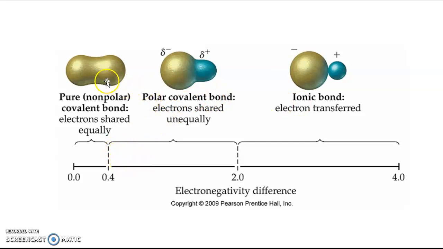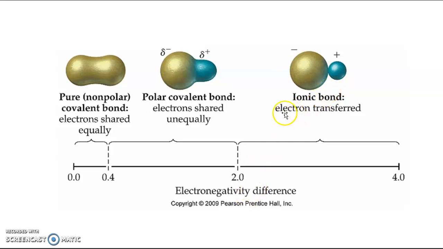If we take the difference of electronegativity between two atoms in a bond, we can observe that if the value is 0.4 or lower, we say that the bond is pure or non-polar covalent. And if the difference of electronegativity between the two atoms is between 0.4 and 2, we say that the bond is polar covalent, and if it is higher than 2, then we say that it is ionic.